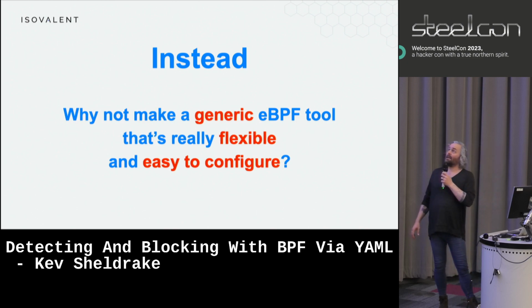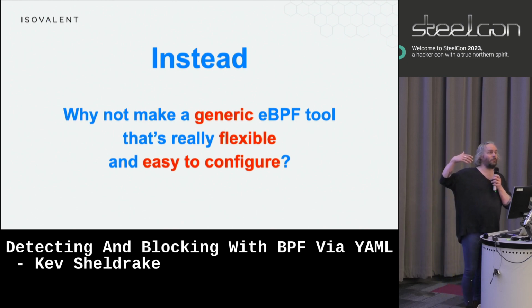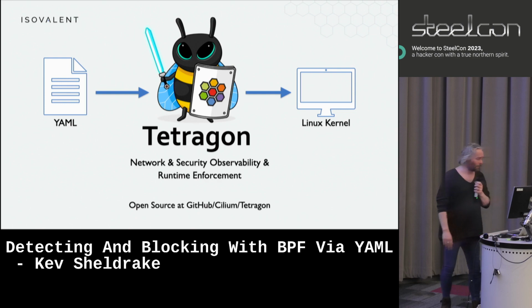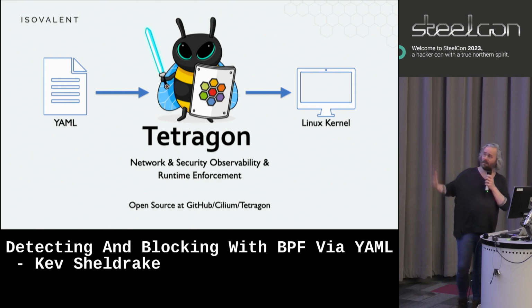So my argument is, why don't we make a generic tool that gives you all the power of BPF without any of the coding? Most of what you do with BPF, the code is pretty much the same. So why don't we give you that option? Why don't we just put that together? And that is where Tetragon comes in, which is open source. If you go to GitHub, Cilium, Tetragon, you can get it. There are all sorts of images available which you can download and run. There's documentation on how to use it, how to get it, etc.